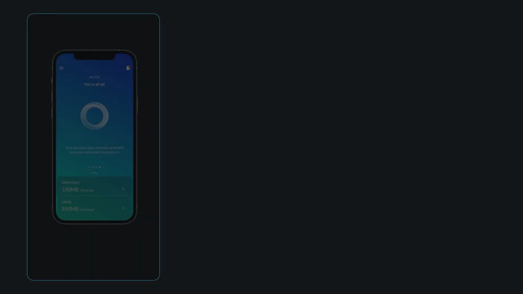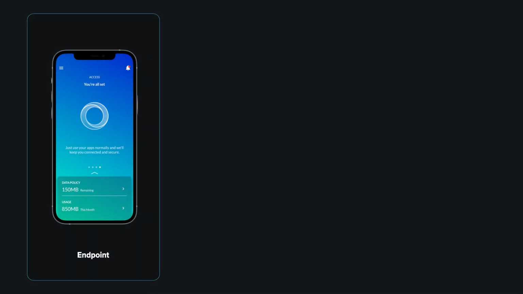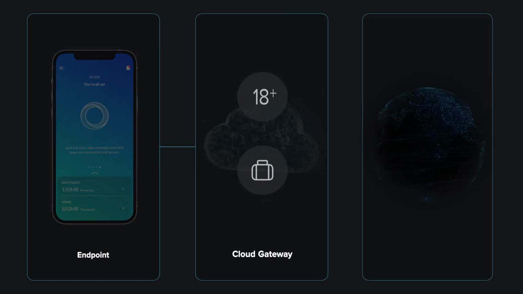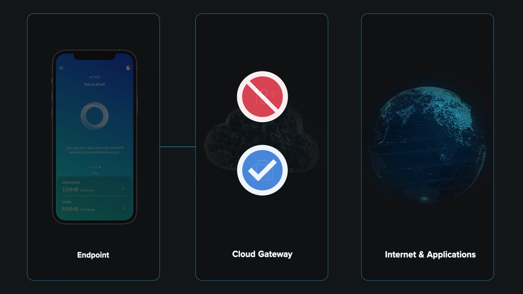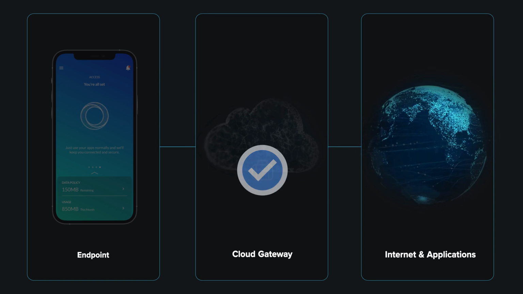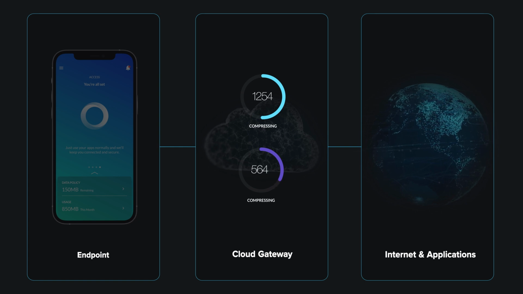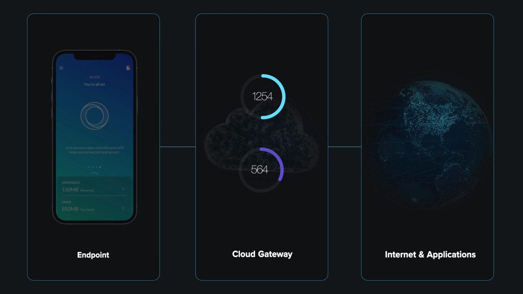Here's how it works. Company devices send traffic through our cloud gateway, where data volumes are measured and requests to access the internet are vetted before being allowed to cross. Optional policies such as data compression can be applied in the gateway. This ensures that bandwidth is maximized and that users experience fast connectivity to the web.